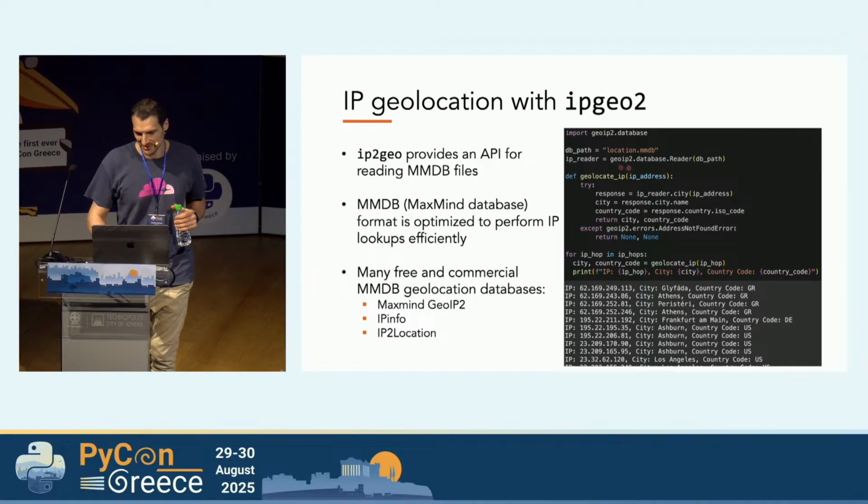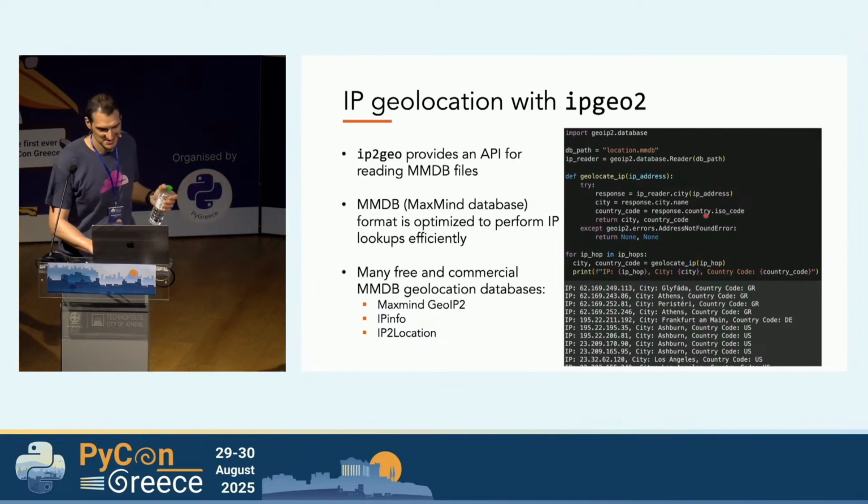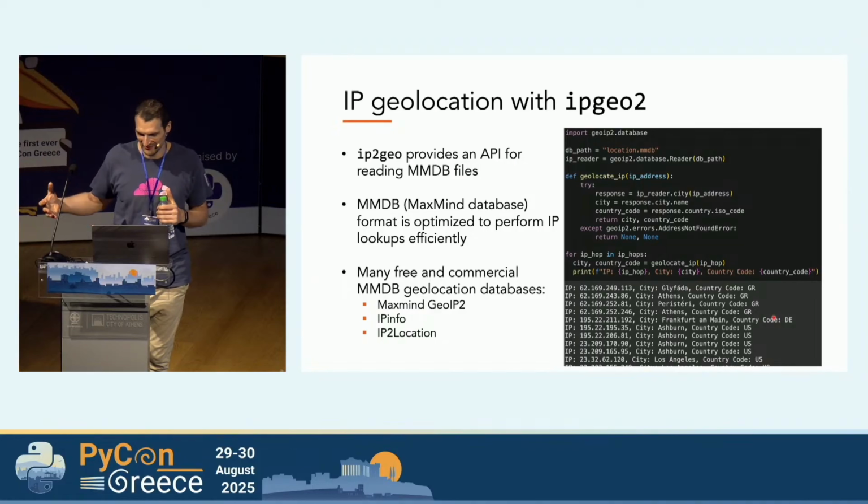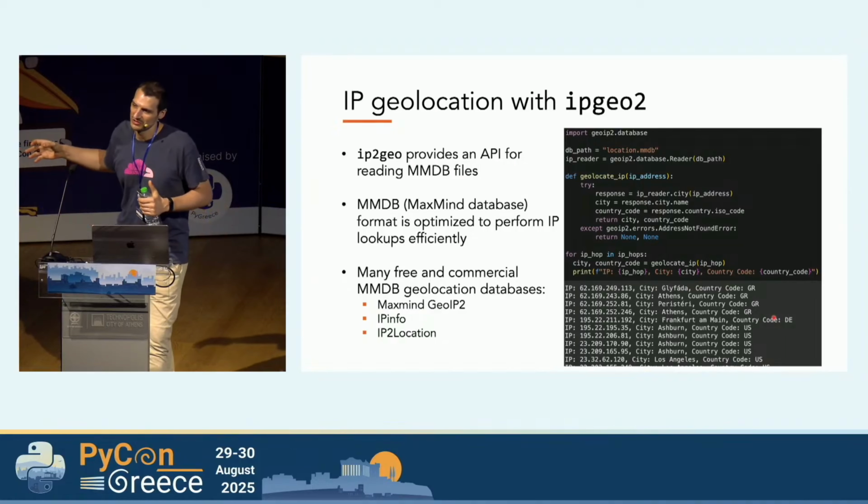And then it's super easy. You create a database reader object, you feed it the database that you downloaded, and you just iterate through your IPs in the traceroute path. For every IP you query this database reader, you get the city name, you may get the country code, and here you see that in this example, we've geolocated the path from our device to example.com. It goes from Athens to Frankfurt, Ashburn, all the way to Los Angeles, right?